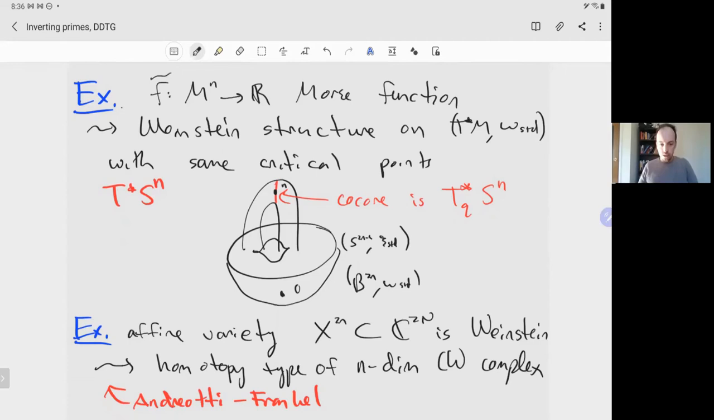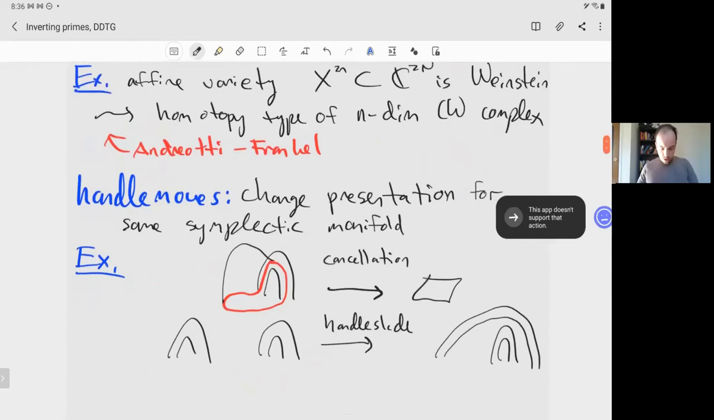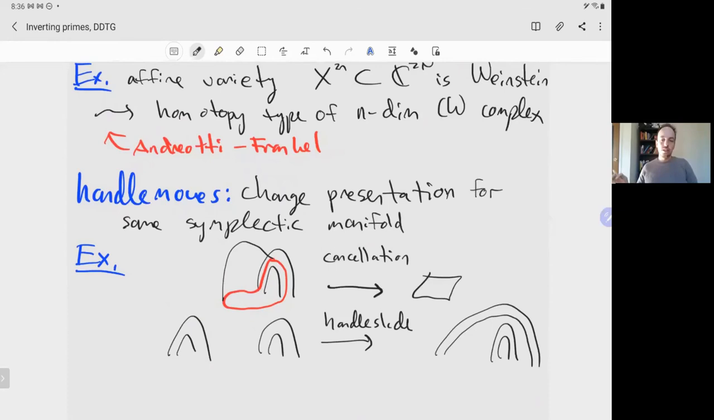And finally, there's a way of actually changing these Weinstein manifolds that does not change the ambient symplectic structure. And these are called handle moves, and they're completely analogous to handle moves in smooth topology. So you can cancel two handles if the attaching sphere intersects what's called the belt sphere of the lower index handle at exactly one point. And you could also create handles going the other way.